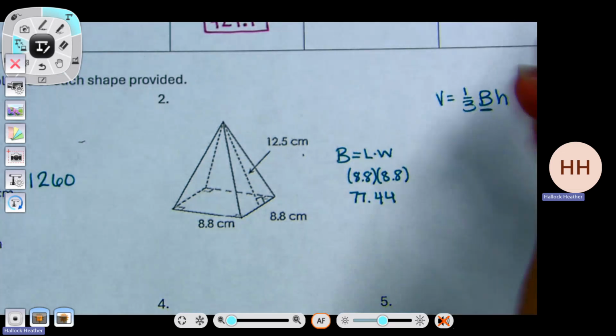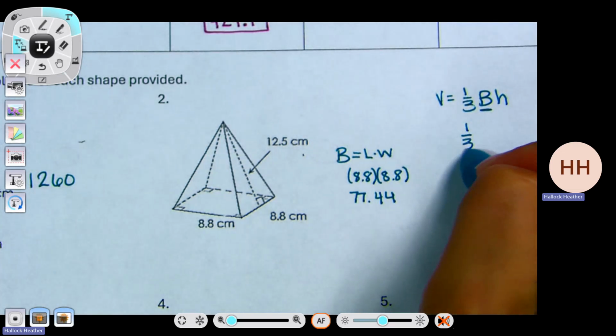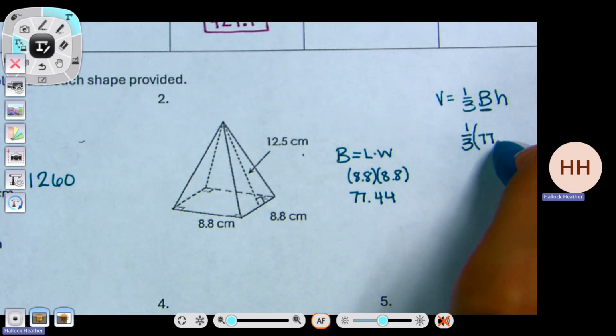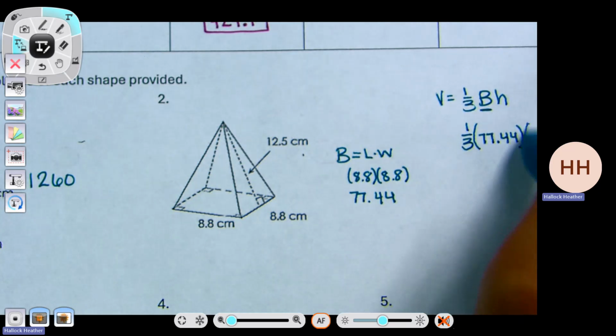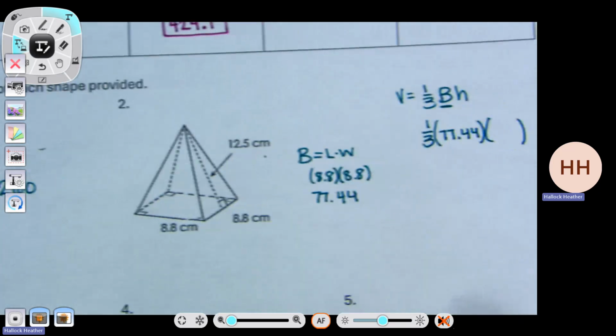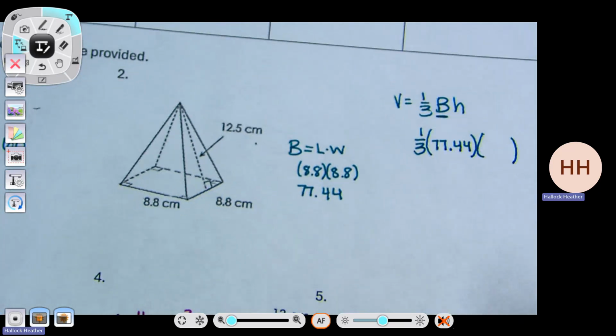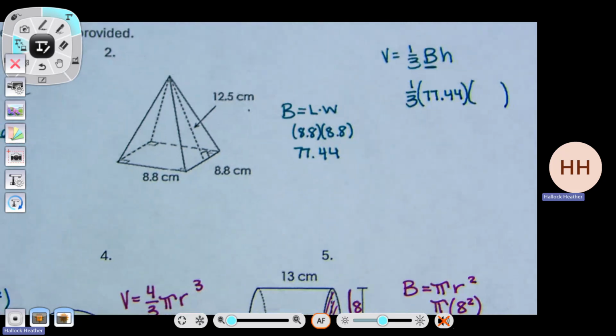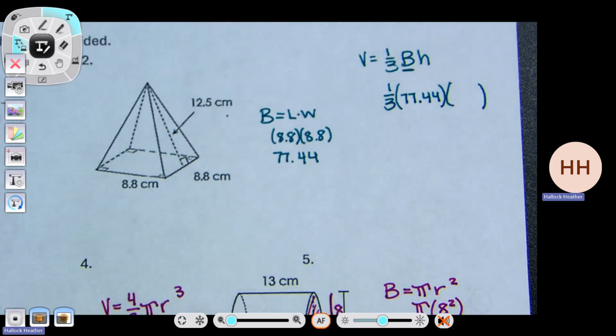the volume formula. So I have 1/3 times 77.44. And then the height is how much? That's not right. No. It's at an angle. Because it's crooked, when you go to the doctor, you don't stand like this while they measure your height, okay? Because that's like my hypotenuse. You have to stand straight up. So I need the vertical height.